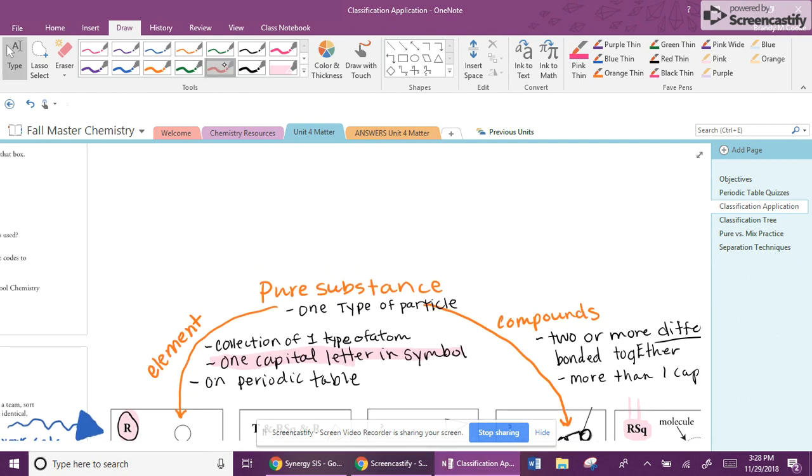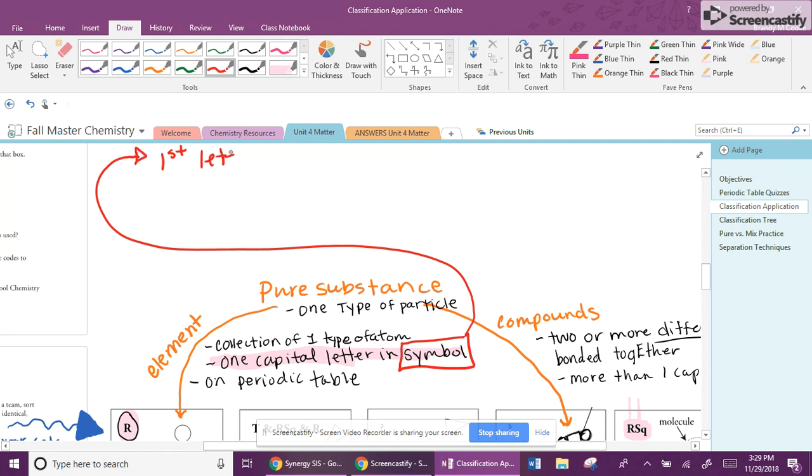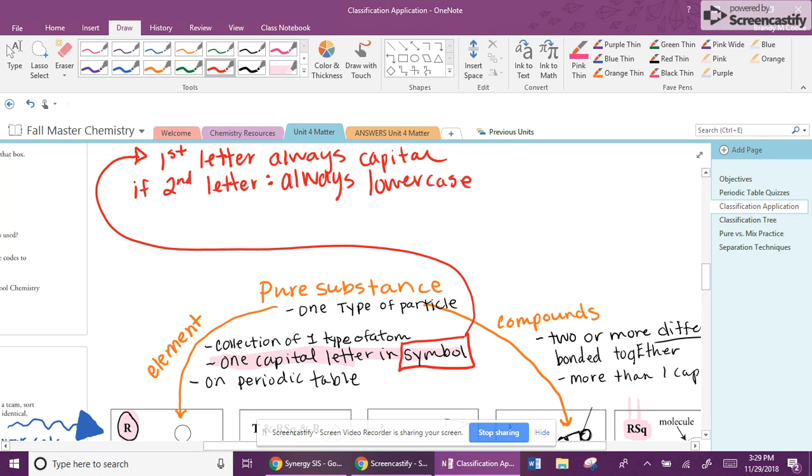I'm just going to go up here. So when we have an element symbol, the first letter is always capitalized. I'm just going to put these notes over here. The first letter is always capital. And that might be it. Maybe there is only one letter, and if there is, it is always capital. If there's a second letter, it's always lowercase. And that's important. It's required.